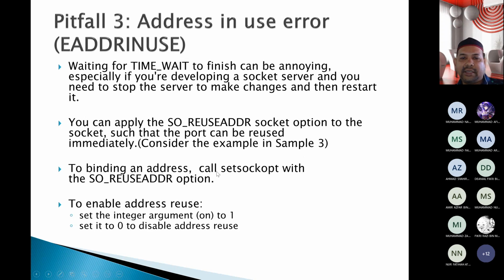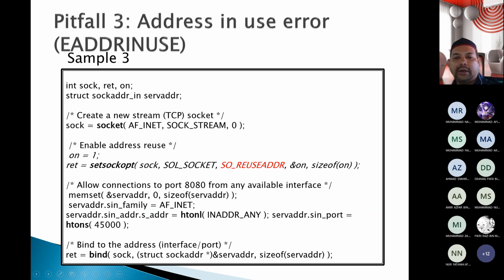To bind an address, we call setsockopt with the SO_REUSEADDR option to enable address reuse. So set 1 untuk enable ataupun 0 to disable address reuse. Okay, kita panggil setsockopt. Kita nak pakai balik sebab dia ada error kan. Nombor port telah diguna, padahal kita yang guna tadi dan kita tutup, dia TIME_WAIT state lah kan. Nak pakai balik nombor tu. Port 5000 kita nak pakai. Takkan kita nak letak 5001 pula kan.